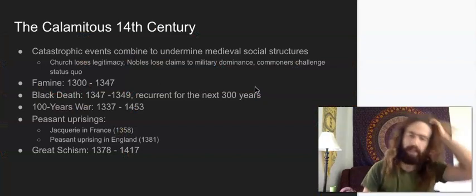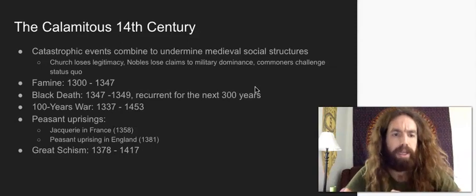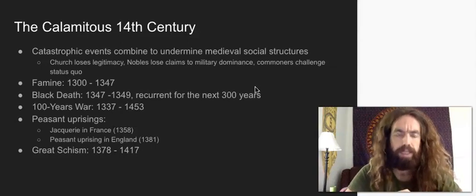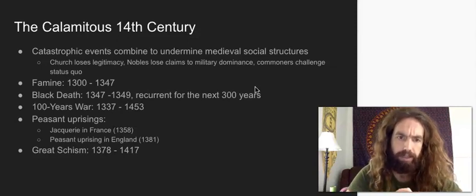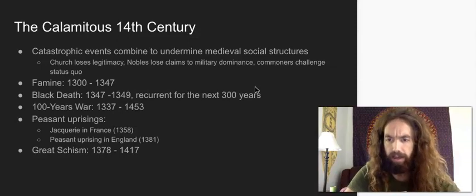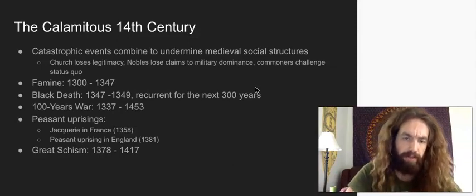So the main things that we're going to be looking at are the Black Death, the 100 Years' War, and the Great Schism. But basically, things get off to a terrible start around the year 1300, even before any of these famous catastrophes, just with widespread famine.